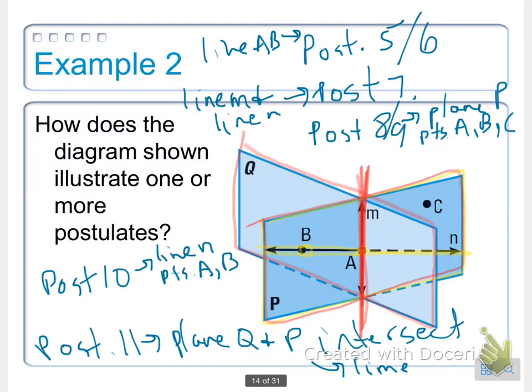Remember, when you're going to write it this way, you're going to write lowercase. So I basically got 5, 6, 7, 8, 9, 10. All of them were demonstrated with this picture in some form.